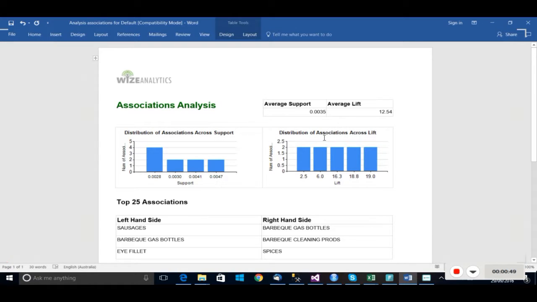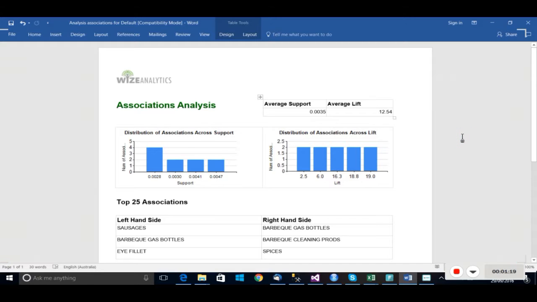First of all, our analysis starts by looking at the average support and average lift across all products. As you can see, the average support is 0.0035 or 3.5 in 1,000. What that means is in 1,000 sales there's about 3.5 cases where two products would be associated. That's a very low number over our overall data set, which tells us there aren't too many strong associations.